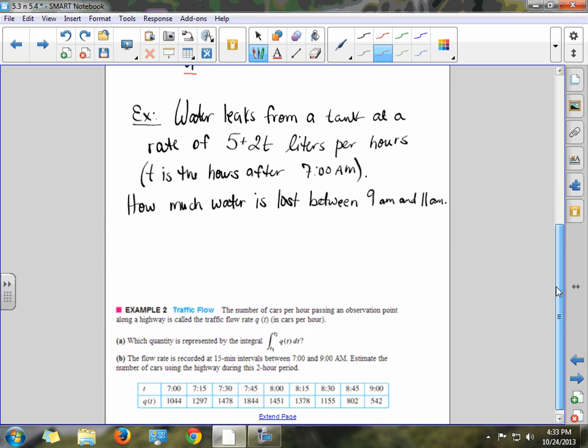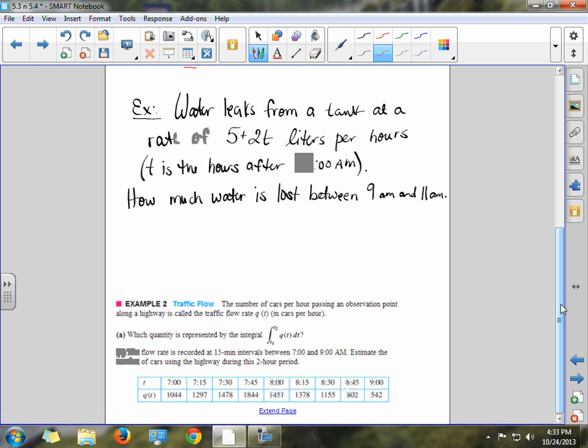So here we have one that's pretty simple. Water leaks from the tank at a rate of 5 plus 2t liters per hour. How much is lost between 9 and 11? And my hour starts at 7. So this is going to be from 2 to 4 if it's 9 to 11. So I just want to integrate from 2 to 4 my function for rate of change. My function for rate of change is 5 plus 2t. So I integrate from 2 to 4.